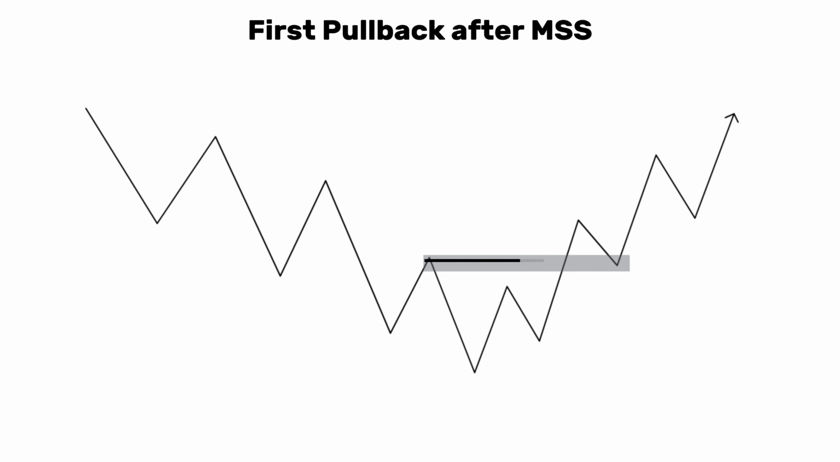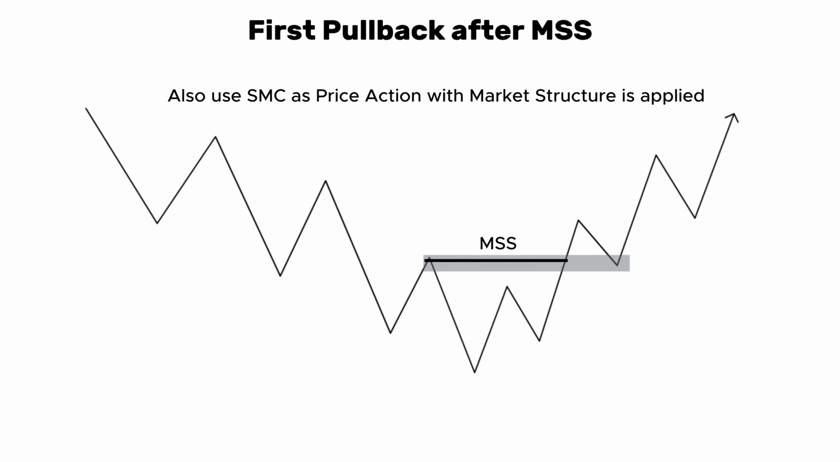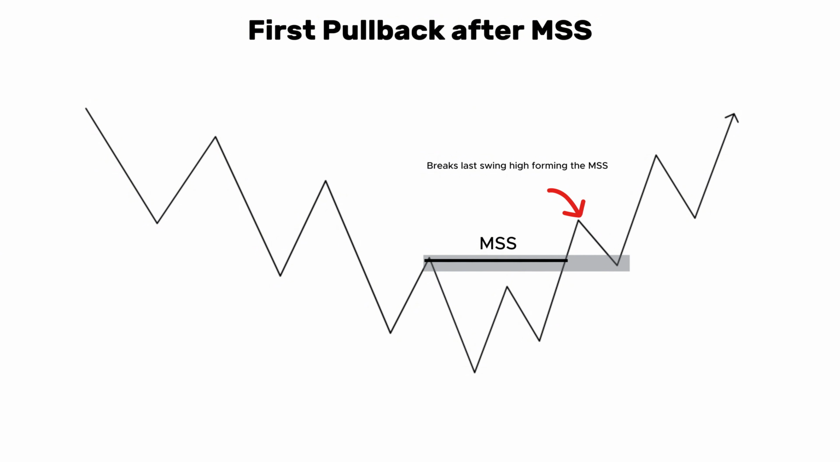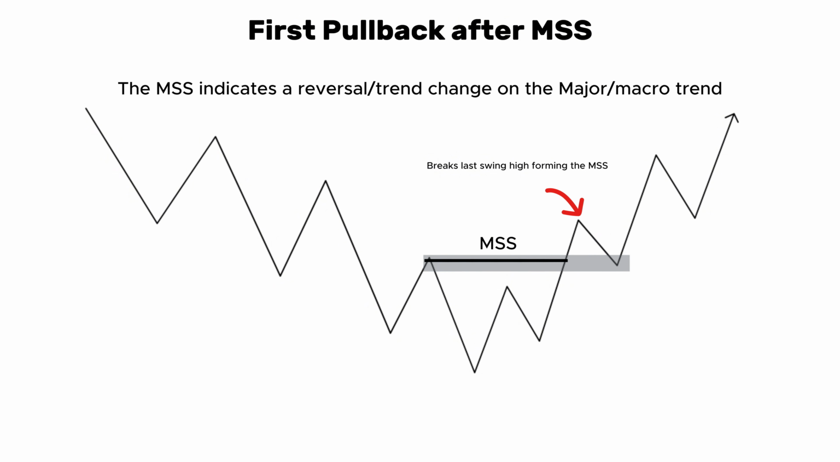The first major pullback after a market structure shift, this is another scalping setup that works great. It also combines price action with smart money concepts. This strategy aims to catch quick moves right after a change in market structure. A market structure shift refers to a clear change in the macro trend and direction of the market. This usually happens when price breaks a key level, like a previous high or previous low.